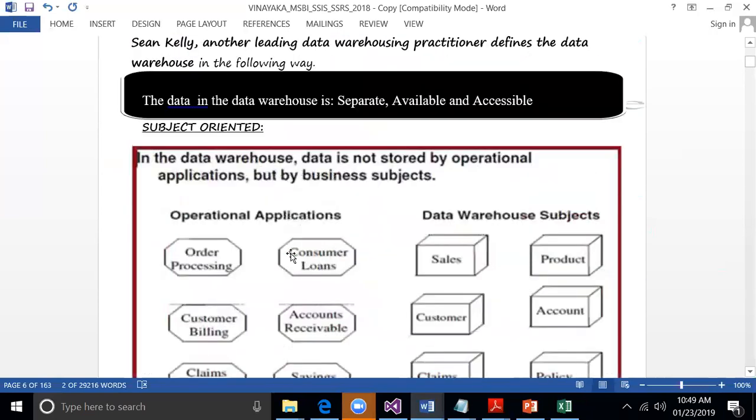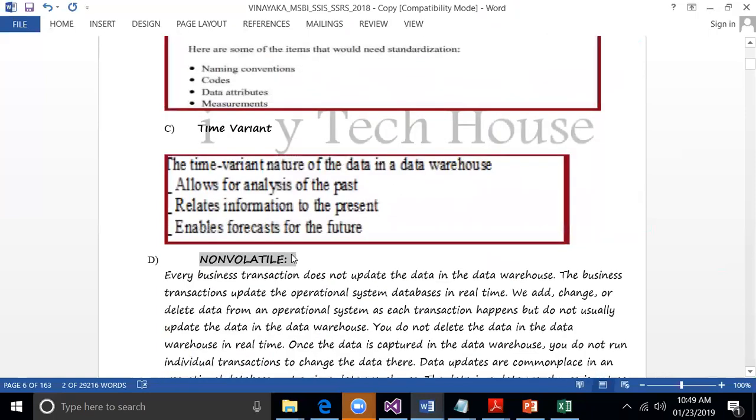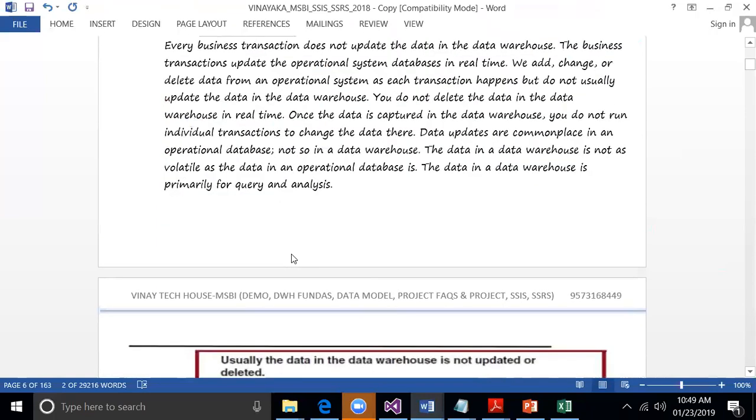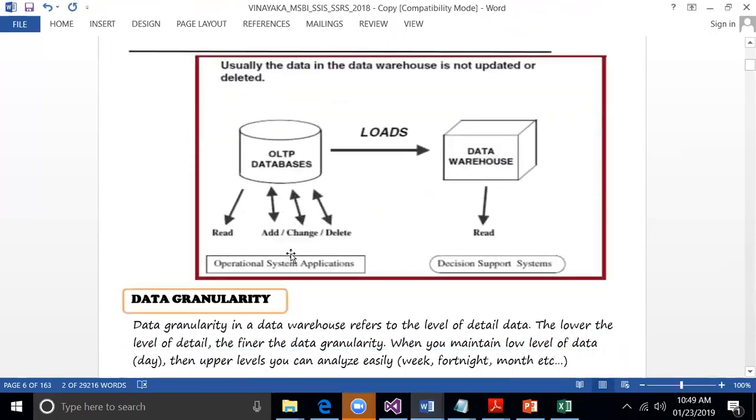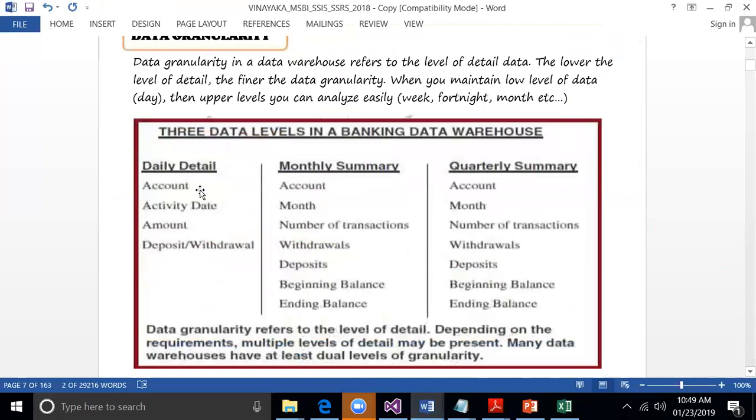So total how many features do we have? Four. First one, subject orientation. Second one, integration. Third, time variant. Last one, non-volatile. Are you okay? Next, data granularity. You can see daily load tables, monthly load tables, quarterly load tables. And what is grain? I mentioned very clearly.